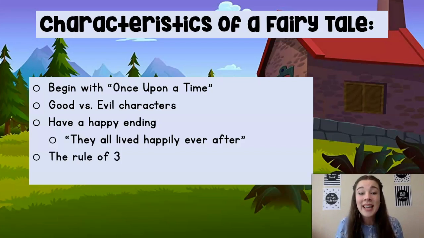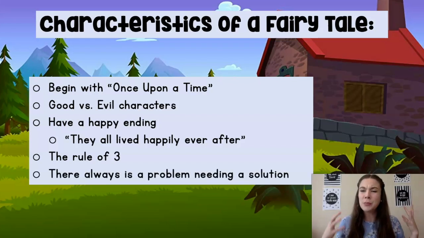They usually have the rule of 3, which means 3 things are very similar in the story. Maybe there's 3 spells, 3 of the same character, 3 of something. So it's usually the rule of 3. Last one, there's always a problem that needs a solution. So there's a problem that happens in a story, and they're trying to figure out how to fix the problem. So those are the big characteristics or elements of a fairy tale.